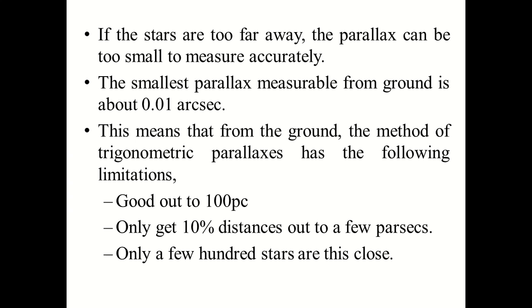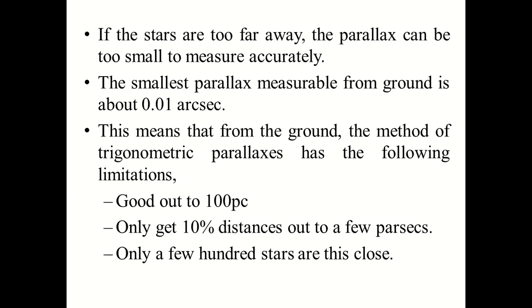Now you know that the stars are too far away, so the parallax can be too small to measure accurately. The smallest parallax that is measurable from the ground is only about 0.01 arc second. Less than that value we cannot measure from the ground. So that actually sets a limitation to this geometrical method of determining the stellar distances.